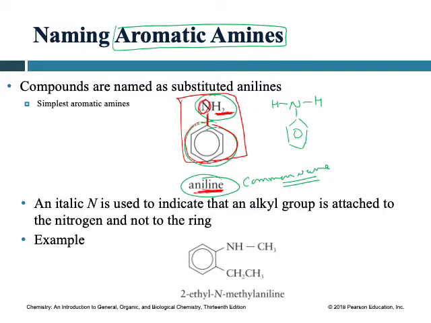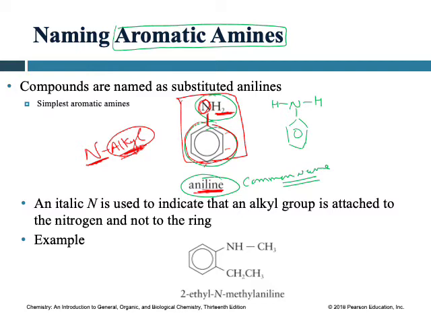So we have to specify by writing the prefix N of that alkyl group, N-alkyl, because we have to tell the reader that this alkyl group is attached to the nitrogen atom, not anywhere on the benzene ring, right? So this is how we differentiate.